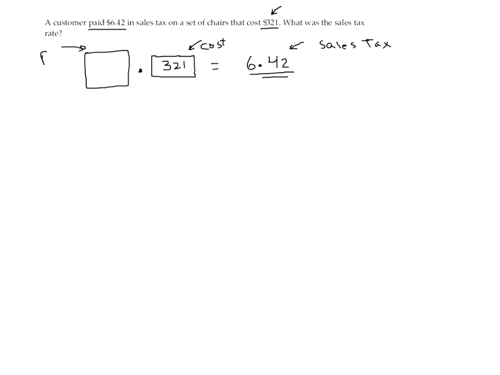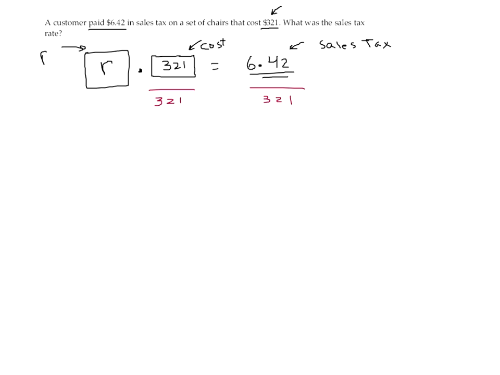Yeah. Okay, so basically this is the rate that you're looking for. R times the cost, whatever the cost was, $321, came out to be $6.42. On the receipt it says you paid $6.42 for the tax. So if I solve this equation, that would give me the rate of the tax. Does that make sense? Yes, that makes sense. Okay, so to solve for R, what do you have to do? You divide both sides by what? 321. Yeah, so you divide both sides of the equation by 321.